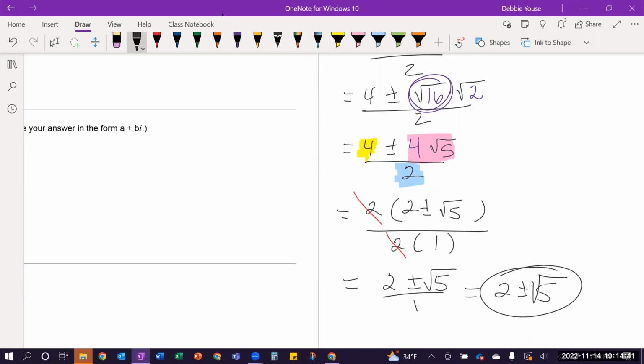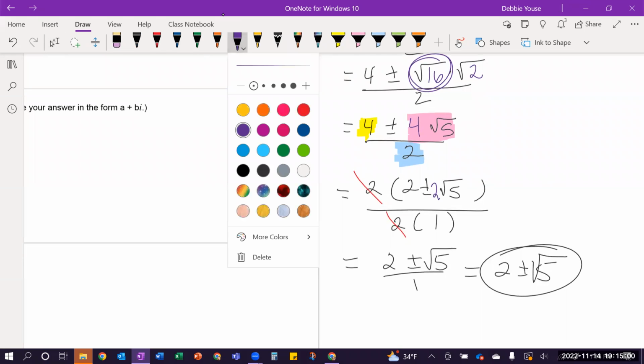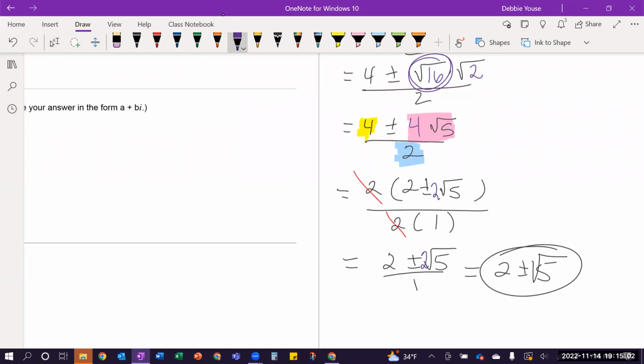So up top, we're going to factor out a 2. And so 4 divided by 2 is 2, but 4 square root of 5 is going to have a 2 still in front of the square root of 5. And on the bottom, then 2 times 1. So now the 2s still cross out, but I have a 2 in front of this square root of 5. So my answers should be 2 plus or minus 2 square root of 5.